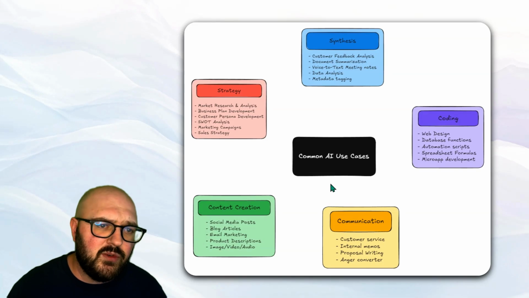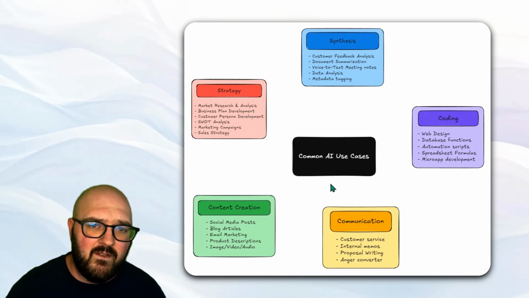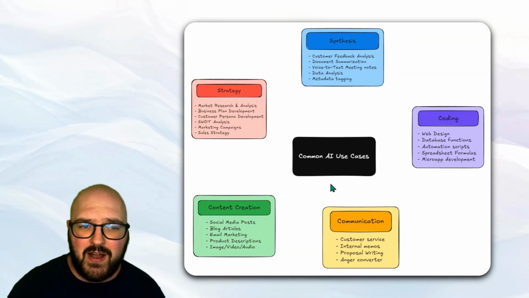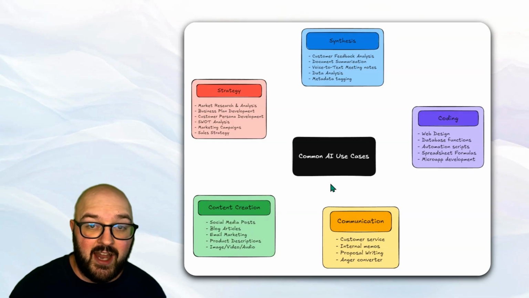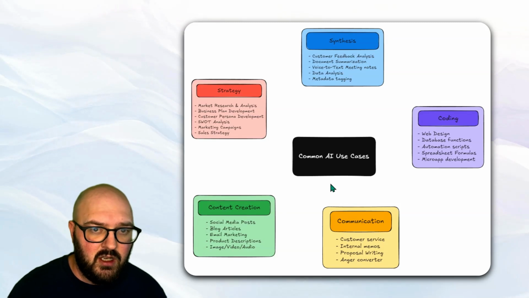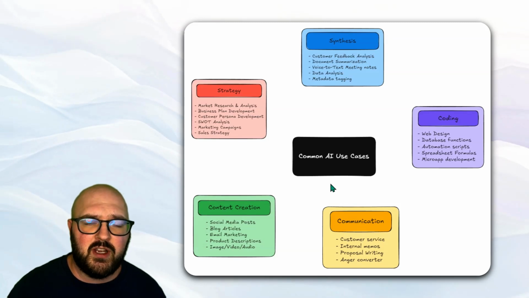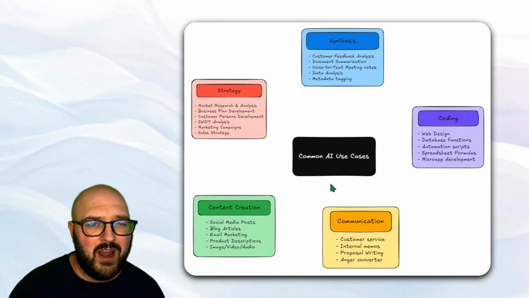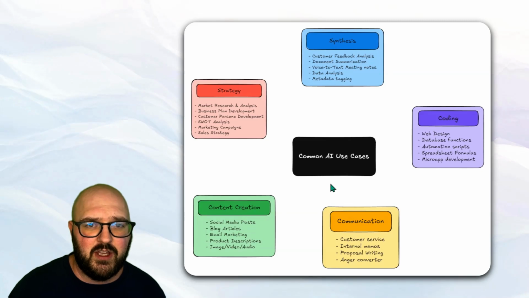When we're thinking through common AI use cases, I have found that they fall into about five different buckets: strategy, synthesis, coding, communication, and content creation. So let's go through these one by one so I can provide some examples for where generative AI would be a good fit for you.